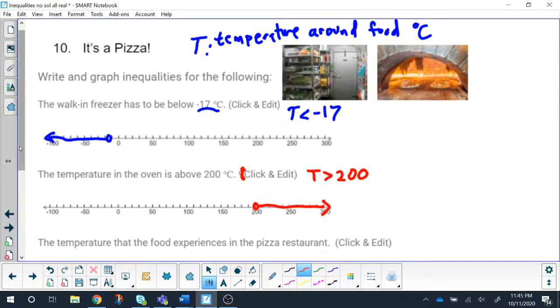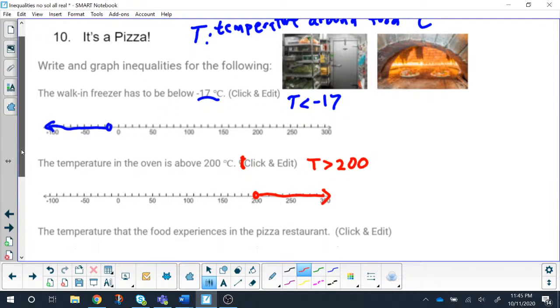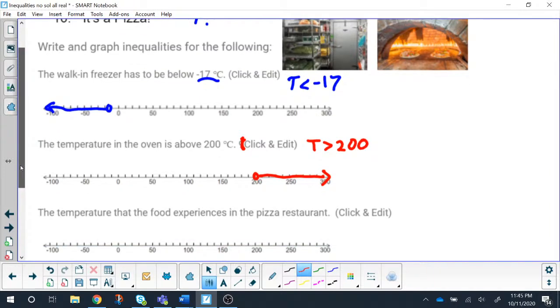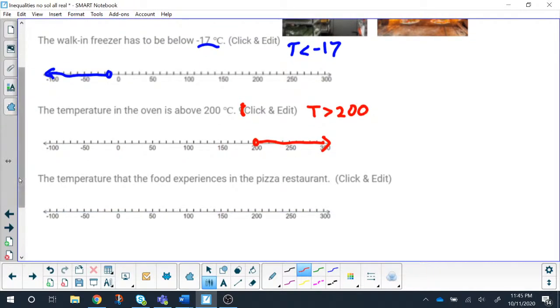We don't want to burn the pizza, but for it to cook properly, we're just going to put this limit on it so that we make sure it hits that level. It's got to be above 200 degrees. And of course, there's limits to all of this stuff. But what I want you to see is how these graphs could be put together.